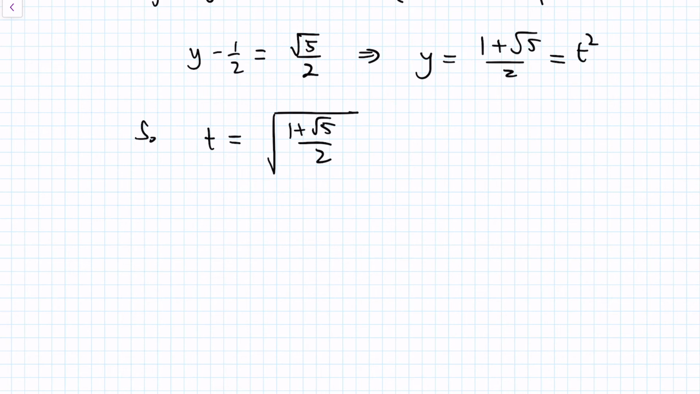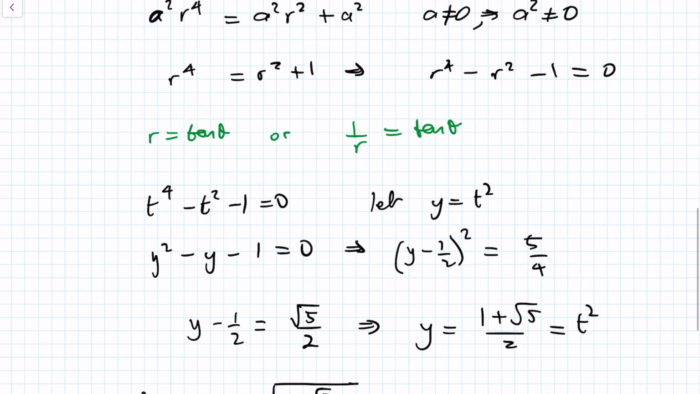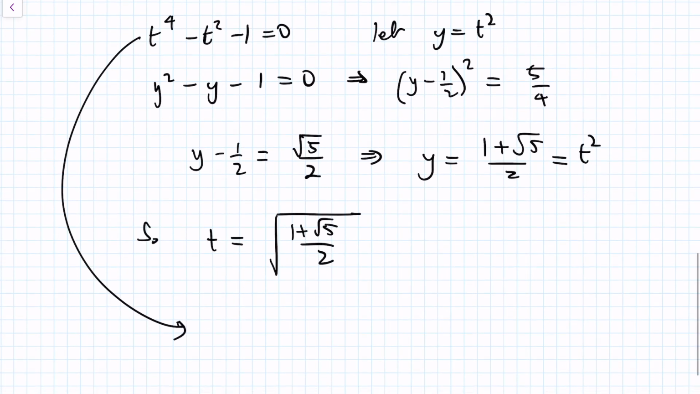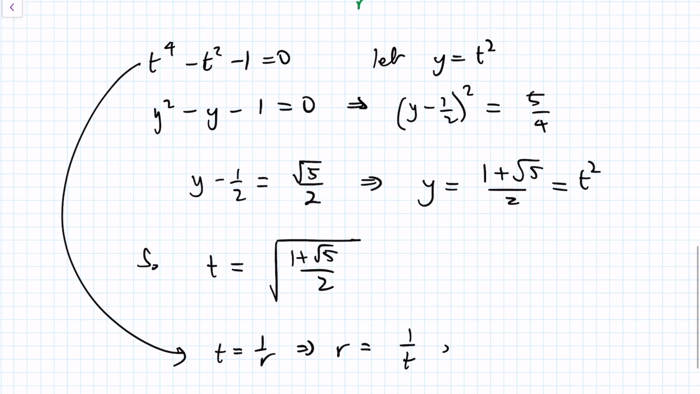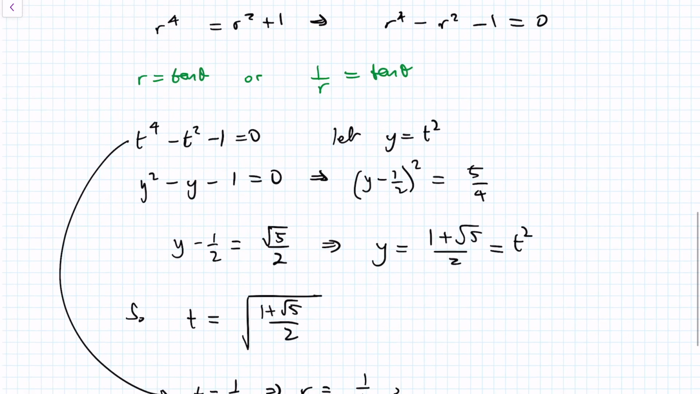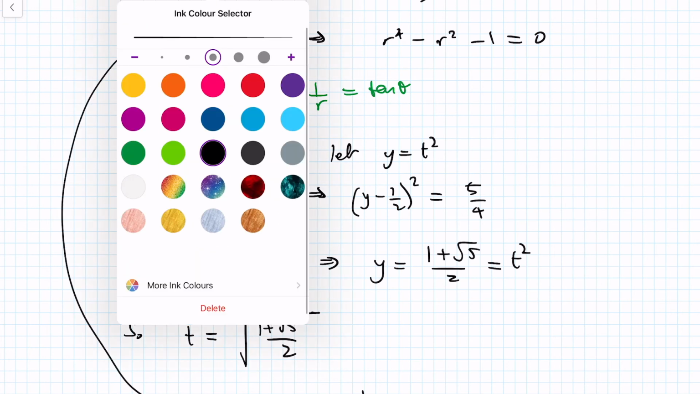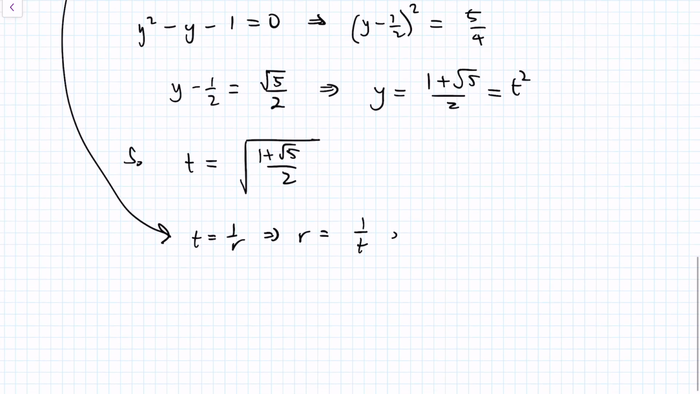Now, if we used the other possibility where tan theta is 1 over r rather than r, so if I continue from here, so now if tan theta is equal to 1 over r, that implies r is equal to 1 over t. And if I sub that in to here, I should have drawn arrow from there, sorry. Yeah. So what we have is r to the 4. So in other words, this will be 1 over t to the 4 minus 1 over t squared minus 1 is equal to 0, right?